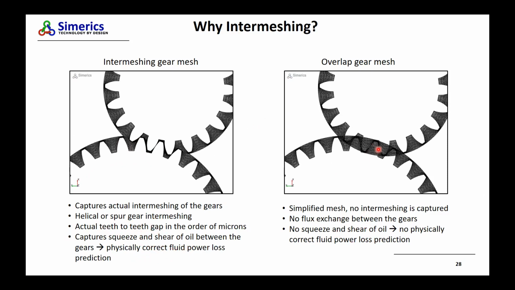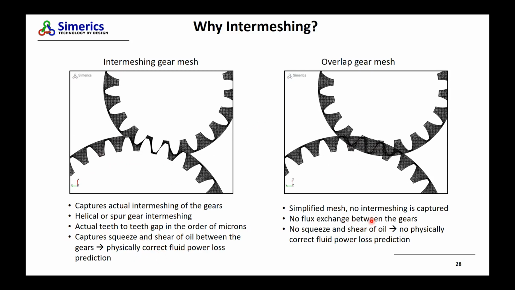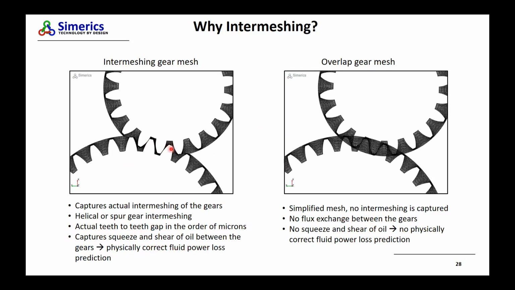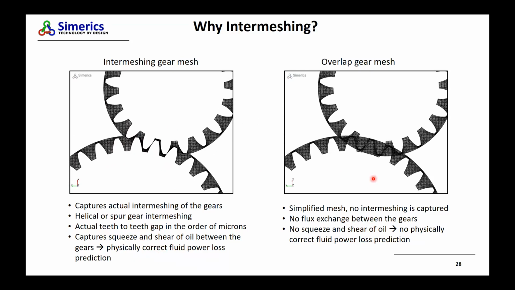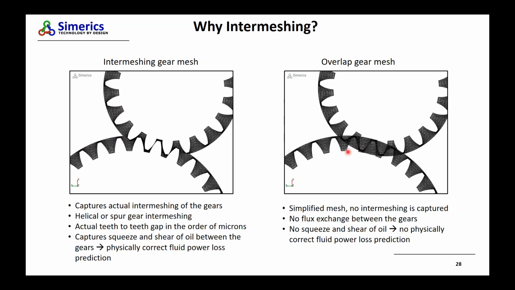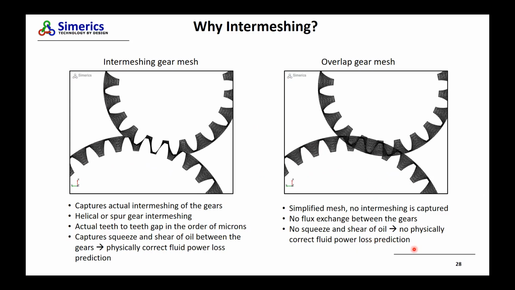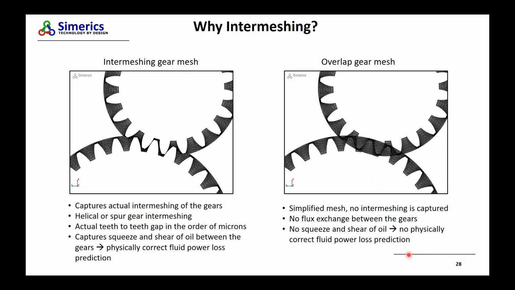Whereas in the overlap approach, we are not doing the intermeshing. So first of all, the oil flow between the two gears, the flow going to one side or the other, is not going to be captured. It's either going to go with this gear or the other gear. And of course, there is no squeezing or shearing of the oil. So the power loss prediction might not be reasonable.